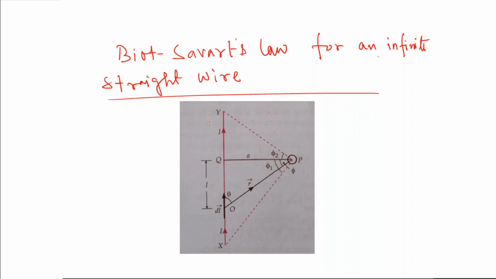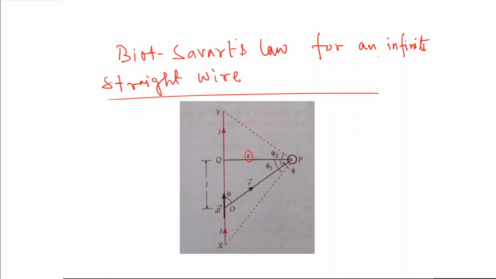So what I have to do is calculate the magnetic field at any point P, which is a distance away from the wire. Now I'll just take an element, a current element, and first let me write the expression for the magnetic field due to that element itself.